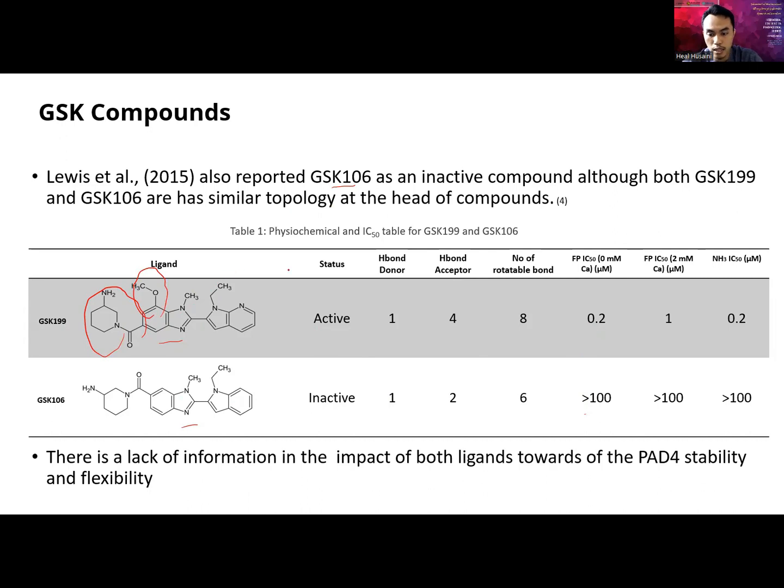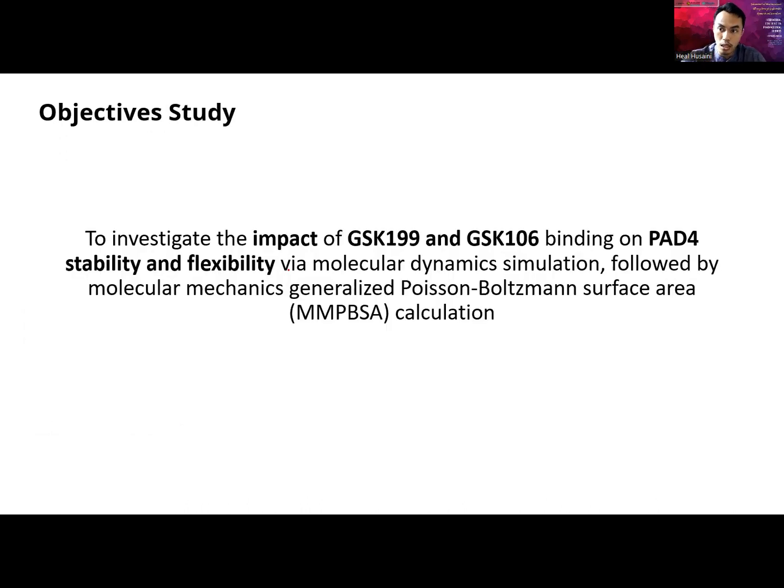What differs between them is that GSK199 has a different location of the aminopyrimidine group and an extra metacyclic group here. Due to this lack of information on the impact of the ligand towards PAD4, we need to discover more about it. So the objective of this study is to investigate the impact of GSK199 and GSK106 binding towards PAD4 by using MD simulation and MMPBSA calculation.